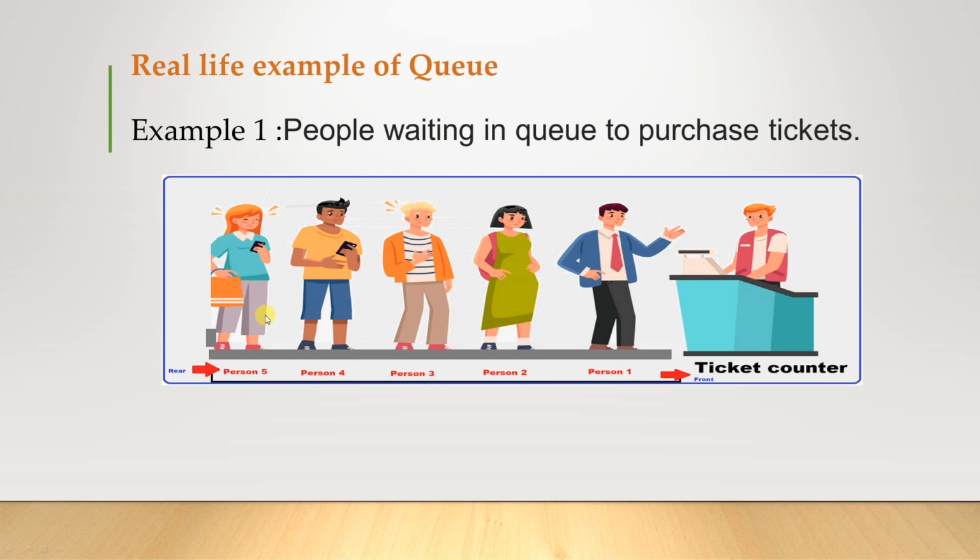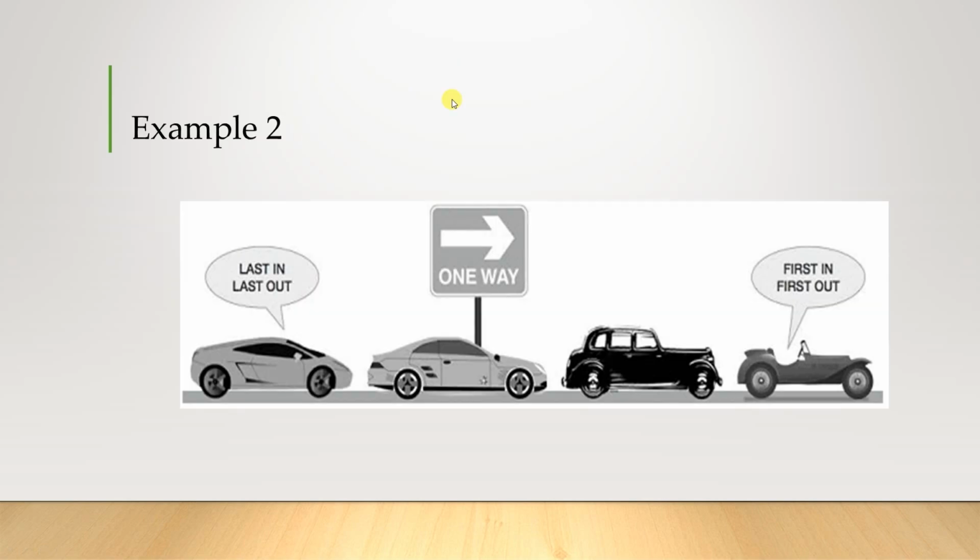Now let us take another example related to the queue: traffic. As you can see in the picture, there are 4 cars on a road. The car in front has to move first, the one in second place moves second, the one in third place moves third, and similarly the last one has to move last. So this is how our queue data structure works.